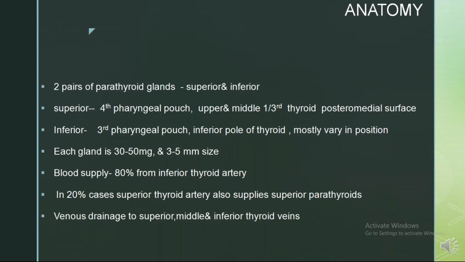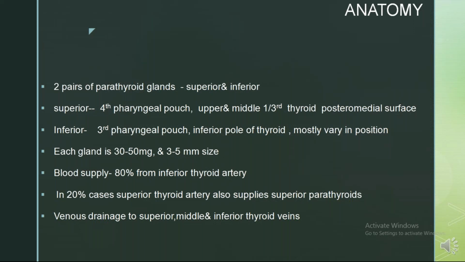So the inferior parathyroid glands, they originate from the third pharyngeal pouch. After originating from the fourth pharyngeal pouch, superior parathyroid glands, initially they are located below and then go upwards, and the inferior parathyroid glands along with the thymus gland, they descend downwards. So inferior parathyroid glands and thymus, both of them arise from the third pharyngeal pouch. Most commonly, inferior parathyroid glands are located in close relation to the inferior pole of the thyroid.